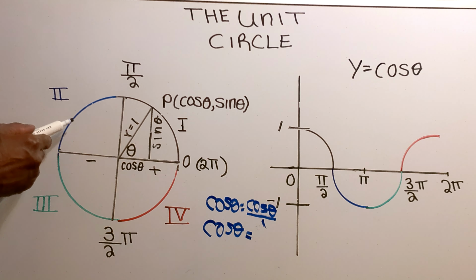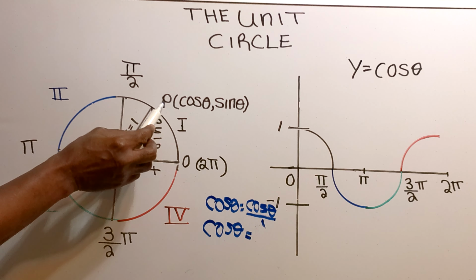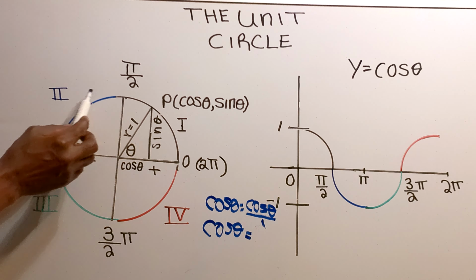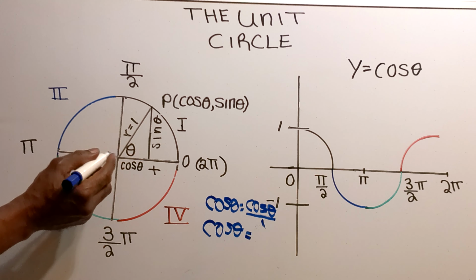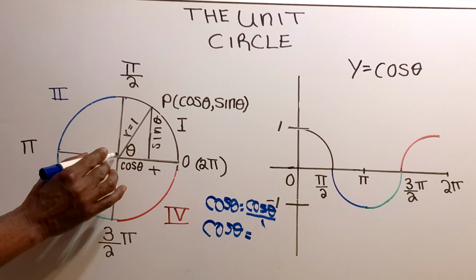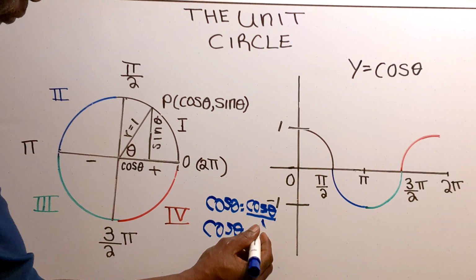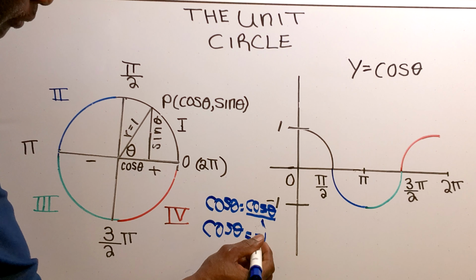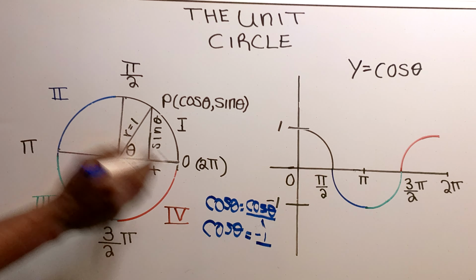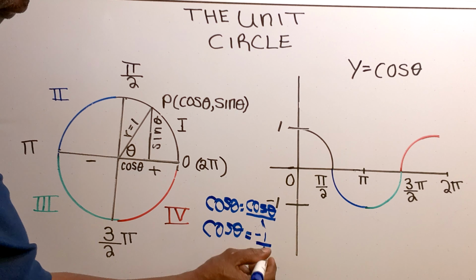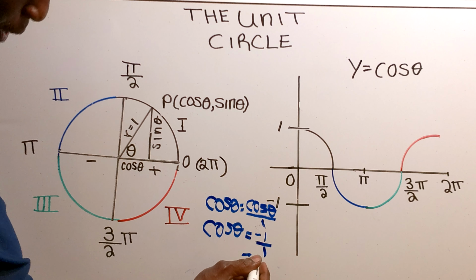Now we're into quadrant 2. And I'm going to rotate the point P to pi. Now we have a cosine of -1, and we have a radius of 1, and that will give you a cosine of -1.